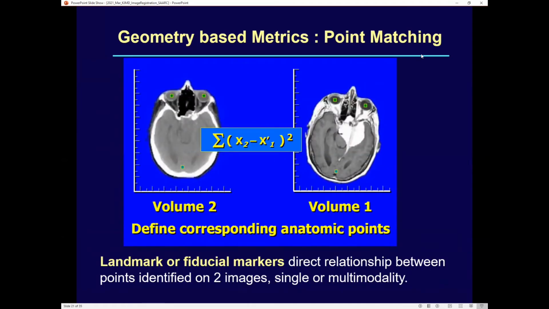Geometry-based metrics, like the point metrics, involve matching points or surfaces, and we could identify two points on the eye, or one at the posterior point, to match. And these could be internal landmarks or internal markers or fiducial markers. And this could work for single or multimodality image registration.